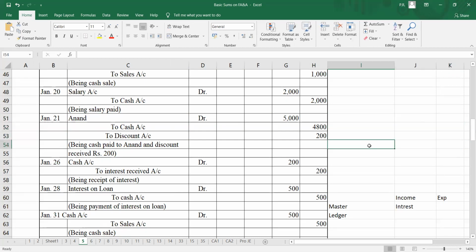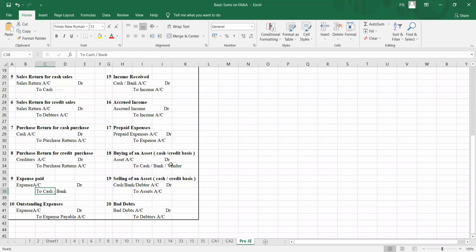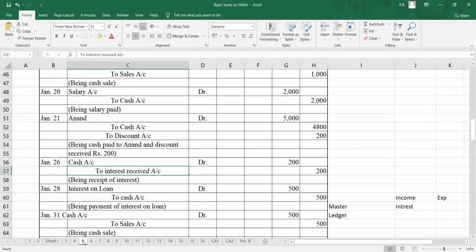So this is point number 21. Then we say that interest received from Madhu 200 rupees. We have received interest. Interest is an income. So again, if I go to perform journal entries, what will be the entry for income received? It's entry number 15. Cash account debit to income. So in the same case, I have cash account debit 200 rupees to interest received account 200 rupees, being receipt of interest. So it's simple.